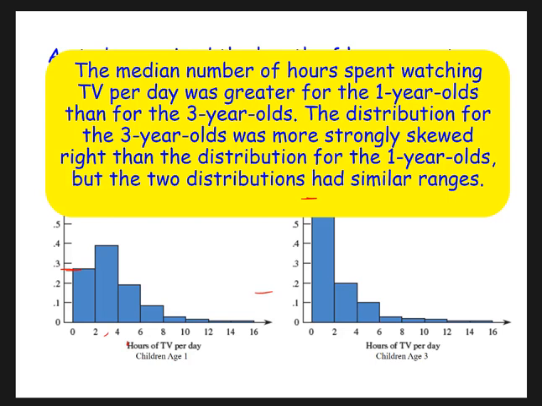So the median number of hours spent watching TV per day was greater for the 1-year-olds. Again, their center was higher than the 3-year-olds. The distribution for the 3-year-olds was more strongly skewed to the right than the 1-year-olds, although both were skewed to the right. But the two distributions had similar ranges. Went from 0 to 16 for both of them.